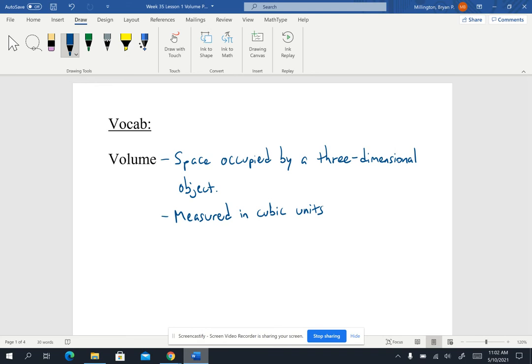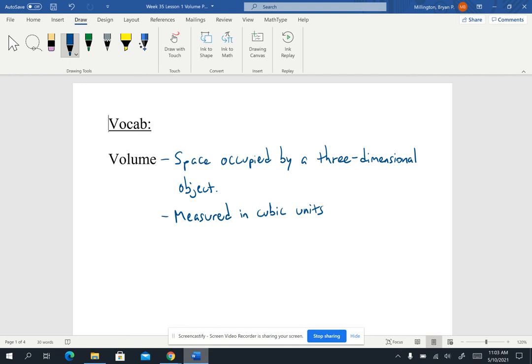In this video, we are talking about volume. We're talking about volume of prisms and cylinders in this video. So you've probably heard about volume in math class before. In geometry here, we think about it as the space occupied by a three-dimensional object, and we measure volume in cubic units.